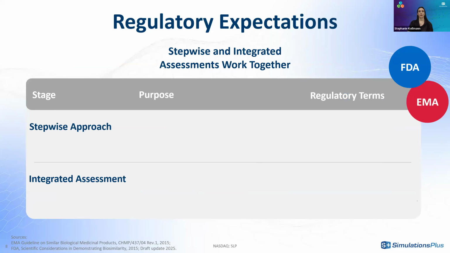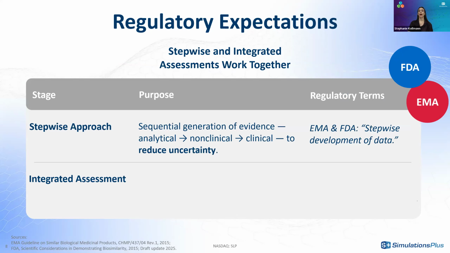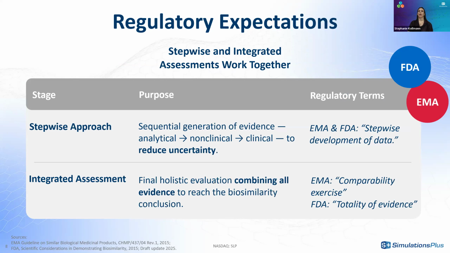So both regulators describe a biosimilarity assessment as a two-phase process. Here's how the two fit together. The stepwise approach is about how the evidence is built. Analytical studies first, then non-clinical and clinical data, each stage designed to reduce uncertainty. The integrated assessment is more about how the evidence is judged. So regulators bring all the data together to make one overall conclusion on biosimilarity.